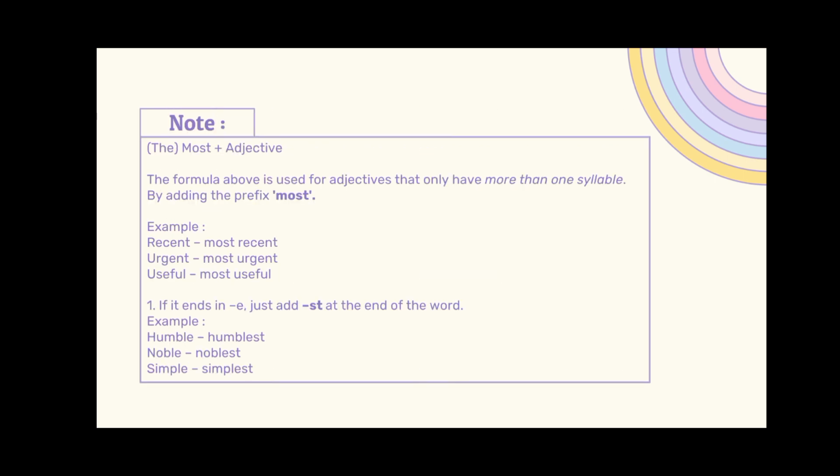Note: the most plus adjective. The formula above is used for adjectives that have more than one syllable by adding the prefix most. Example: recent, most recent; urgent, most urgent; useful, most useful. 1. If it ends in e, just add st at the end of the word. Example: humble, humblest; noble, noblest; simple, simplest.